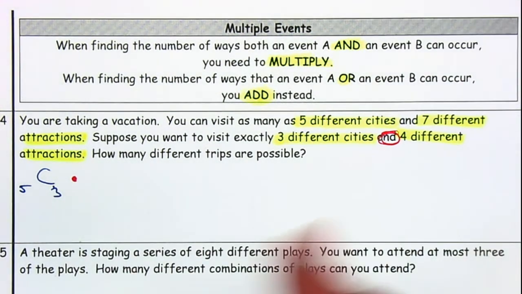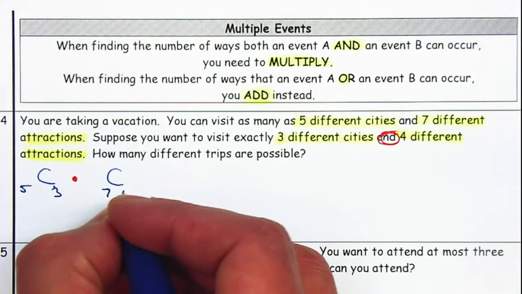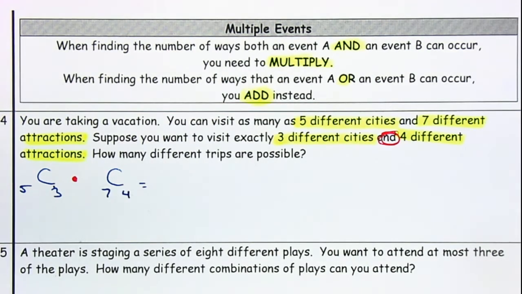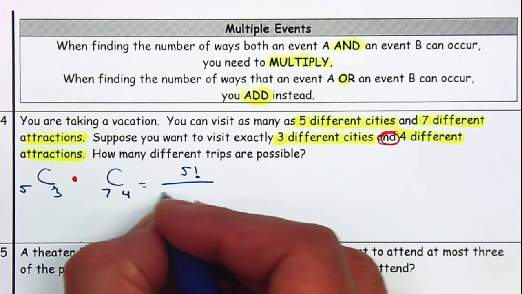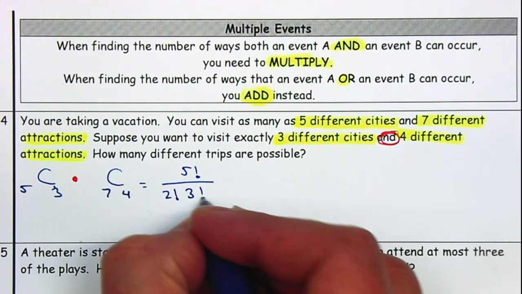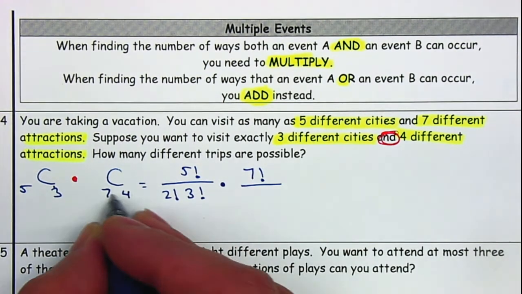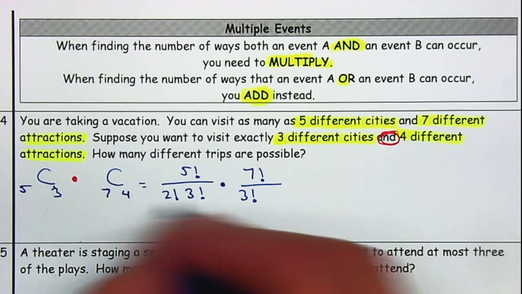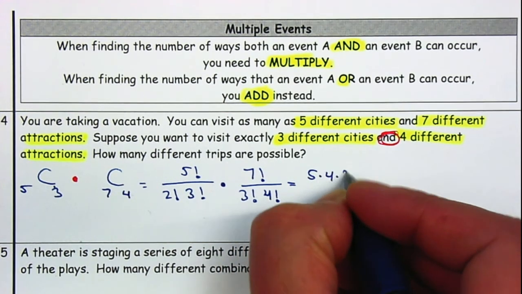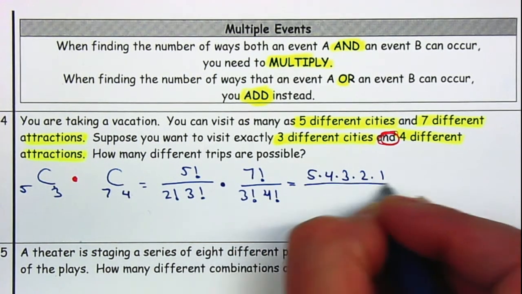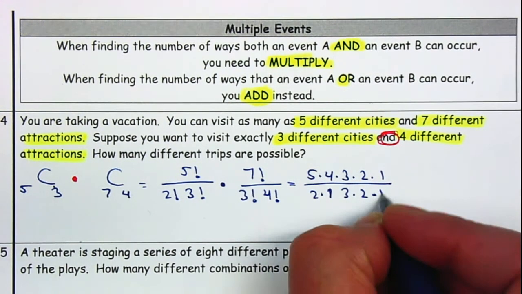Now for the attractions, how many different attractions are possible? 7. How many are we selecting? 4. So let's go and expand it. We have 5 factorial for the first one, and then 5 minus 3 will be 2 factorial, multiplied by 3 factorial, times 7 factorial for the second one, and 7 minus 4 will be 3 factorial, multiplied by 4 factorial. I'm going to expand it. 5 times 4 times 3 times 2 times 1. Denominator will be 2 times 1, and then 3 times 2 times 1.